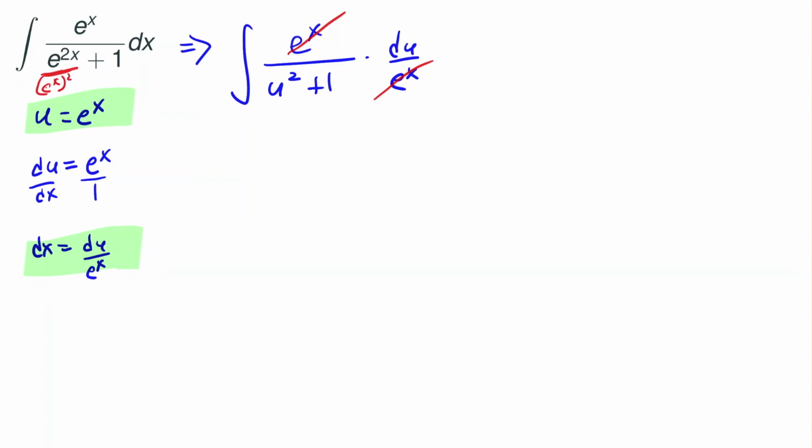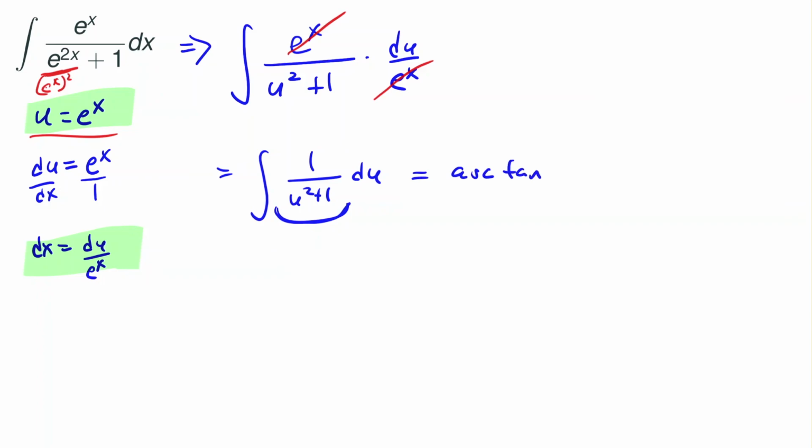Or you could plug in u first, like I did, and then notice that something has to cancel, then plug back in what u is. So they're the same thing. Then we get 1 over u squared plus 1 du. So what is the antiderivative of this? Which means the derivative of what function gives us 1 over u squared plus 1? That is arctangent, right? So we have arctangent of u plus c.